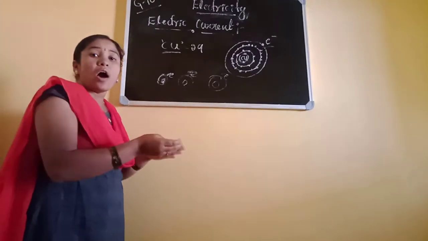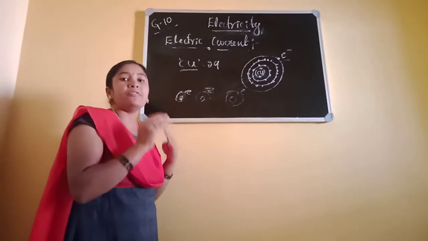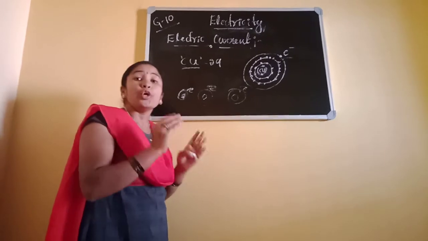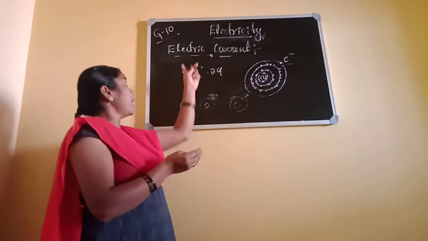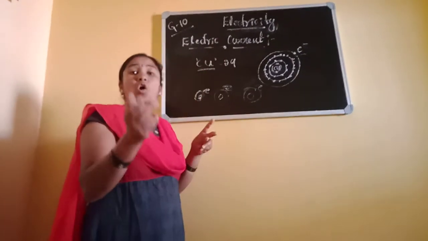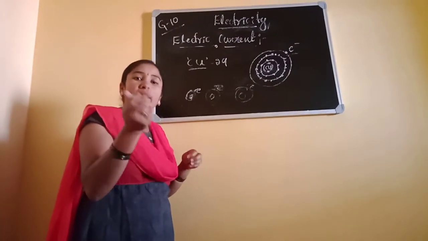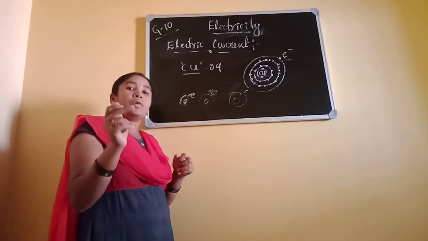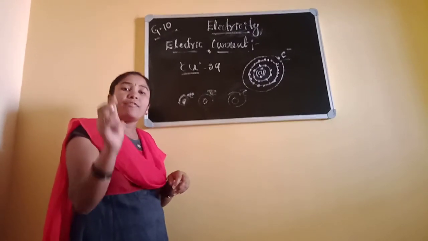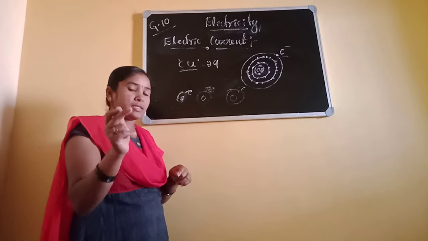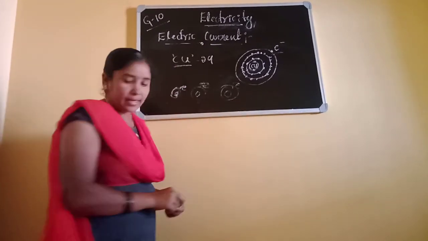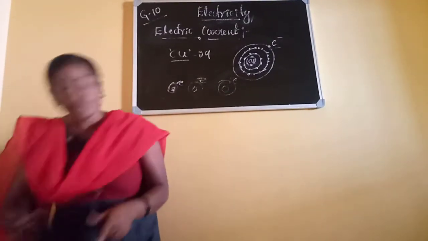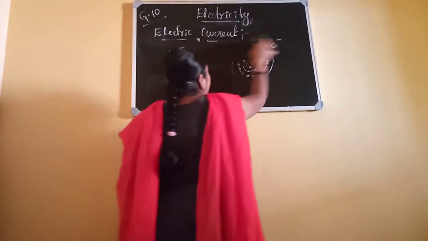Understand? Flow of charges in a unit time, we call electric current. That flow of charges in a unit time, we can also call the rate of flow of electric charges. Rate of flow of charges is called electric current. I'll write the definition here.